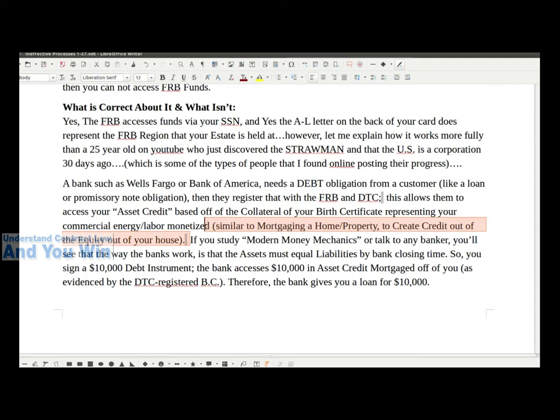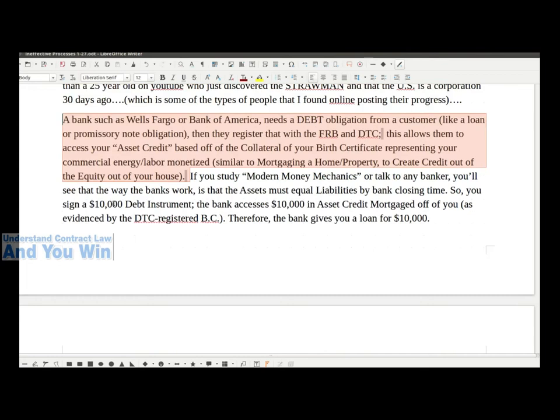If you study modern money mechanics or talk to any other banker, you'll see that the way the banks work is that the assets must equal the liabilities by bank closing time. So you sign a $10,000 debt instrument. The bank accesses $10,000 in asset credit mortgaged off of you, as evidenced by the DTC registered birth certificate. Therefore, the bank gives you a loan for $10,000.